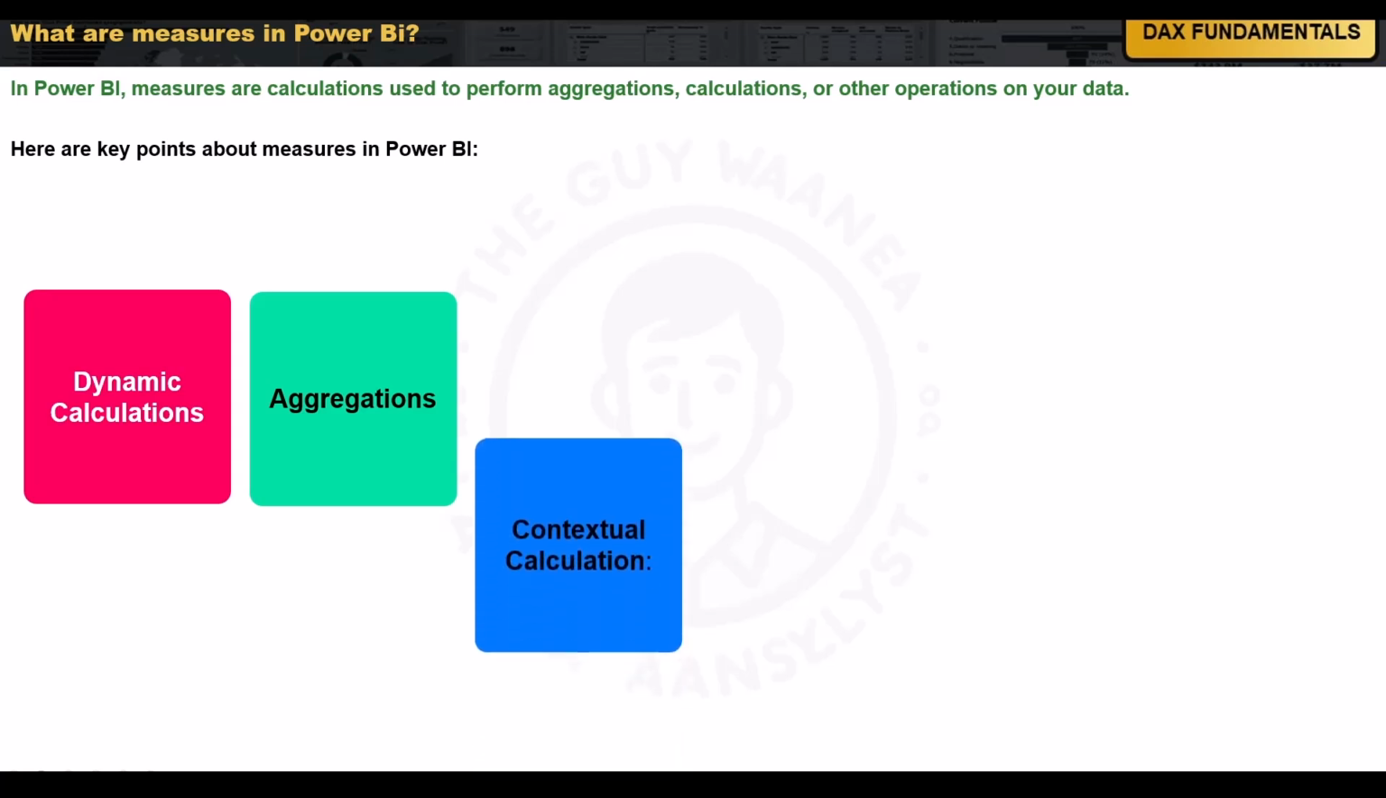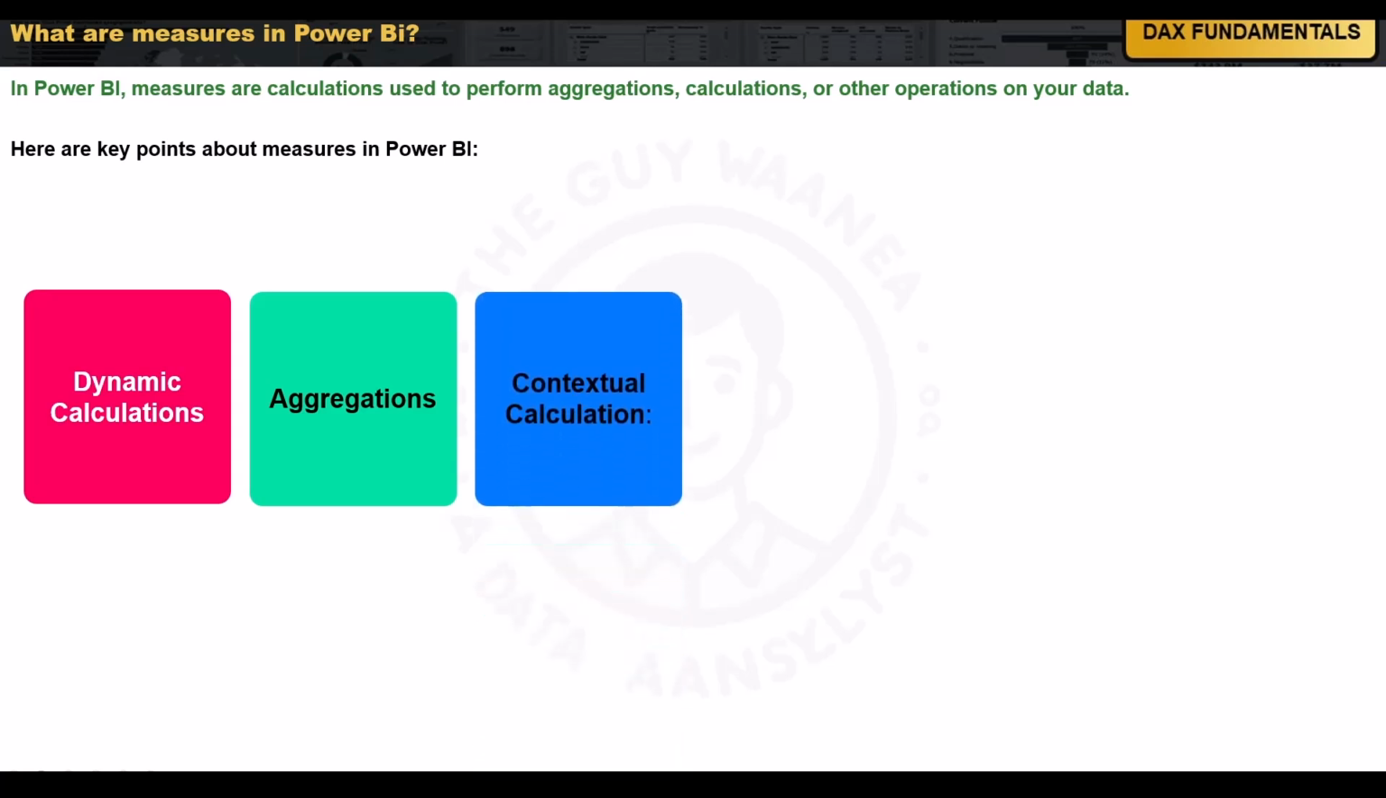Contextual calculation. Measures adjust their calculation based on filters, slicers, and other elements applied to your report. This allows for interactive and responsive data analysis. Reuse and flexibility. Measures can be reused across different visualizations within your report or across different reports. They provide a centralized way to define complex calculations without duplicating efforts.